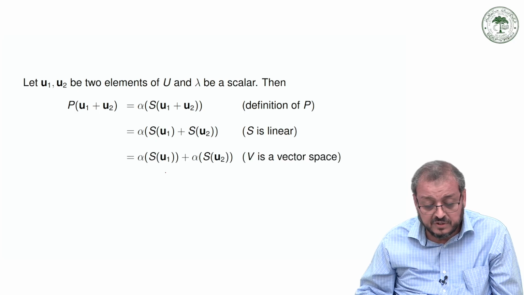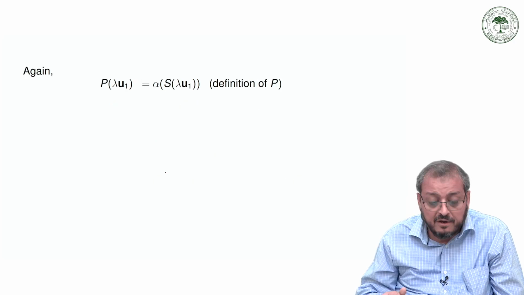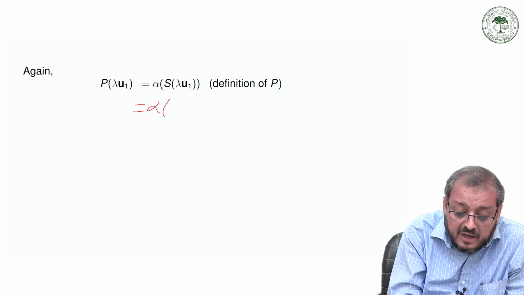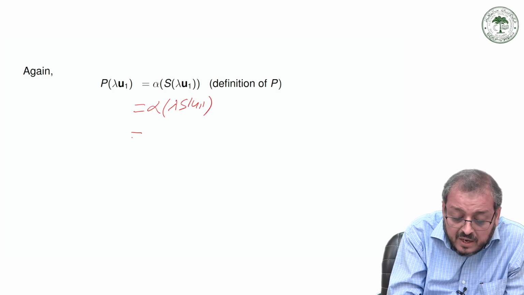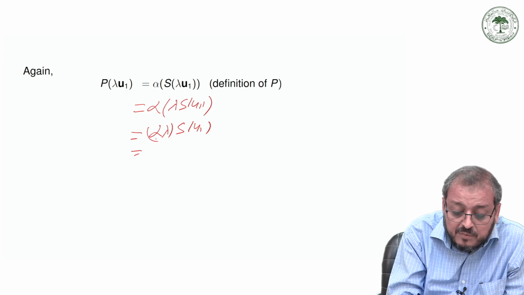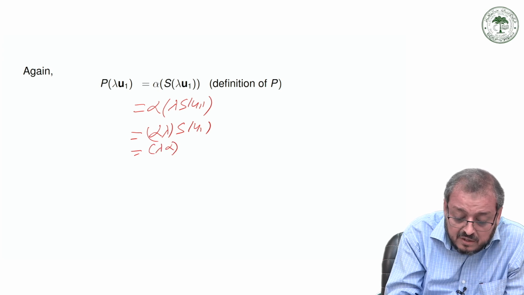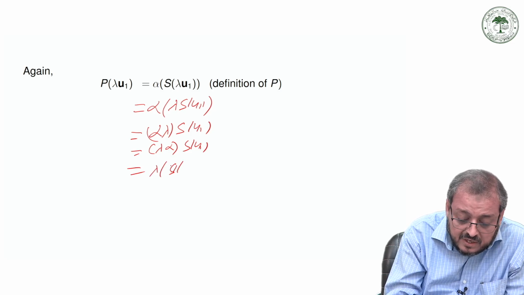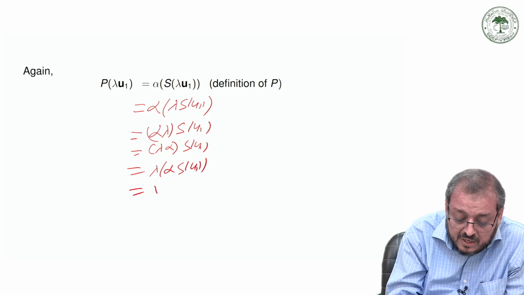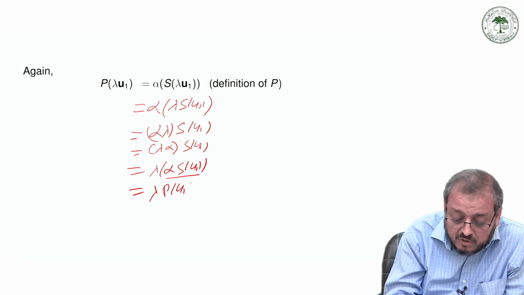Now, this is because of the vector space. Now we have to find p of lambda times u1, which can be written as alpha times S of lambda u1. Since S is a linear map, this is alpha times lambda times S of u1. Again by the vector space properties, since these are scalars, this can be written as lambda alpha times S of u1, which is lambda times alpha S of u1, and this is lambda times p of u1.